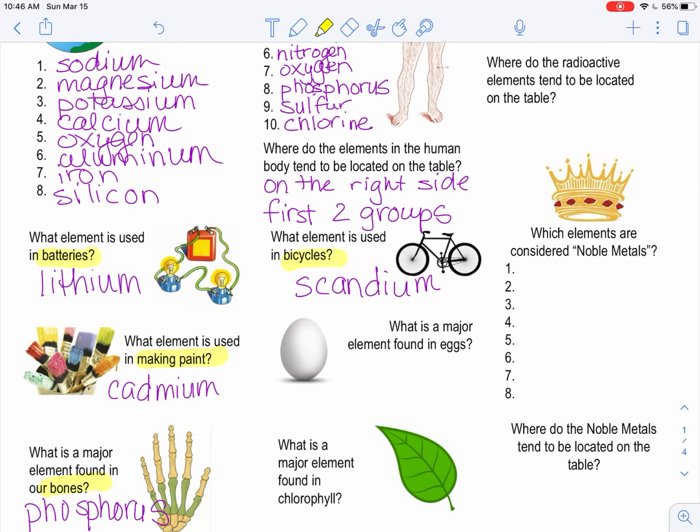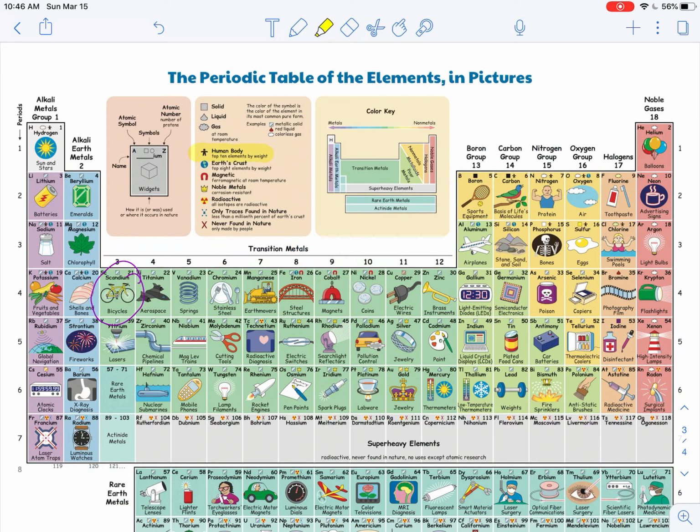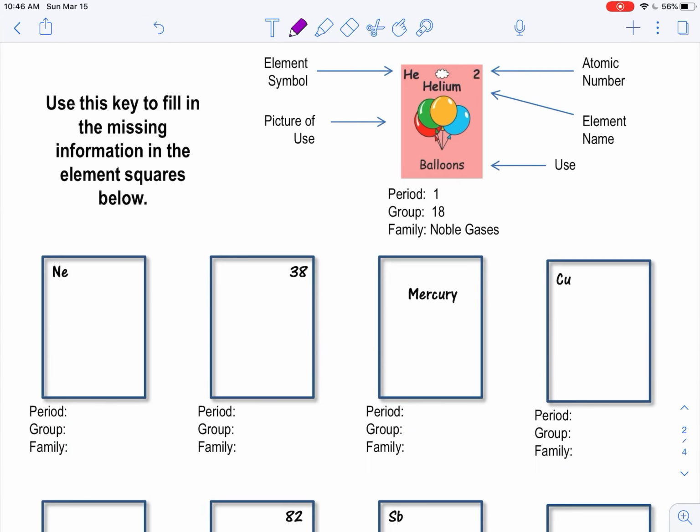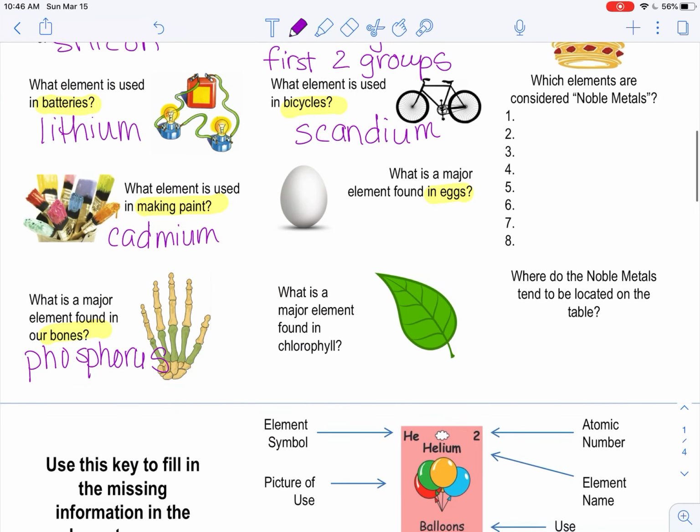Next wants to know what is a major element found in eggs, and I think I saw that when we were looking at some earlier. Yeah, right here, when we were looking at sulfur. That one's eggs. Let's see if I can spell it right this time.